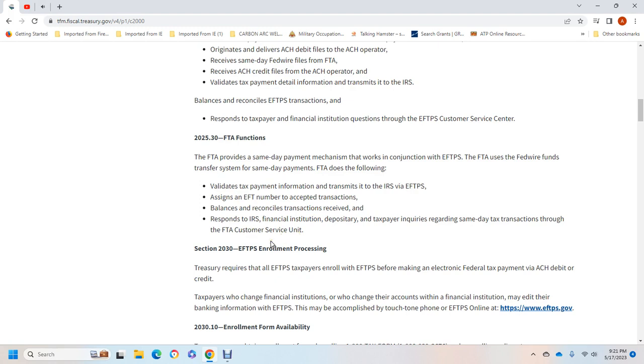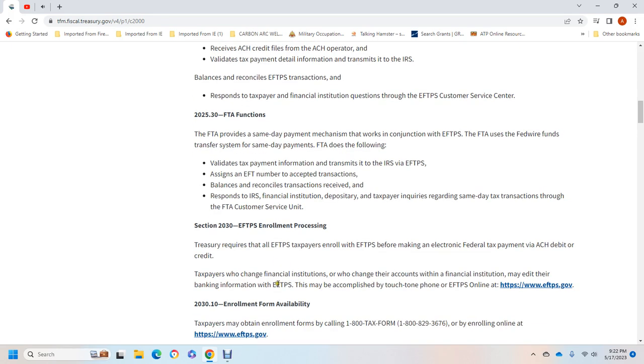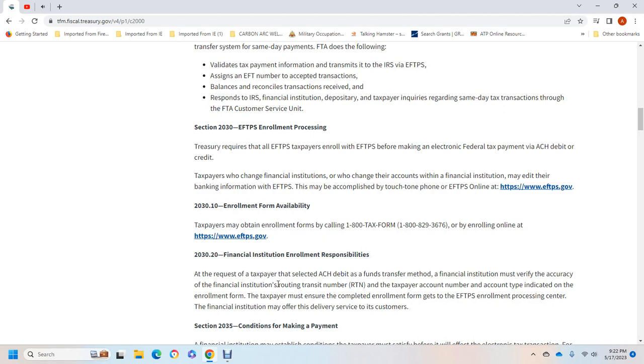2030, Electronic Federal Tax Payment System Enrollment. The Treasury requires that all electronic federal tax payment system taxpayers enroll in the electronic federal tax payment system before making the electronic federal payment, before the automated clearinghouse debit occurs. The taxpayer may change banking information with the financial institution. Enrollment is accomplished by touch-tone phone or online. Taxpayers may obtain enrollment by calling 1-800-TAX-FORM or by enrolling online.